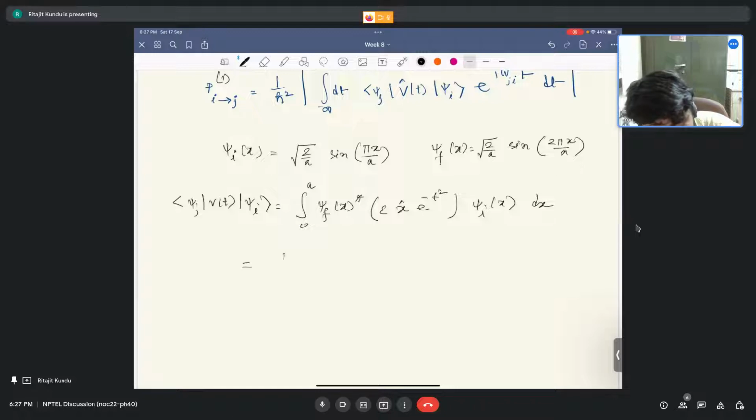So let's put in all of the forms here. It is 2 by a, sine 2 pi x by a, times x, times sine pi x by a, and I am taking the epsilon out.